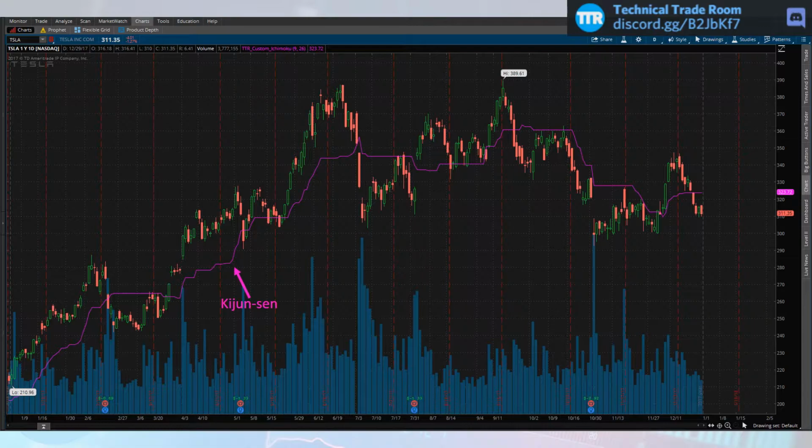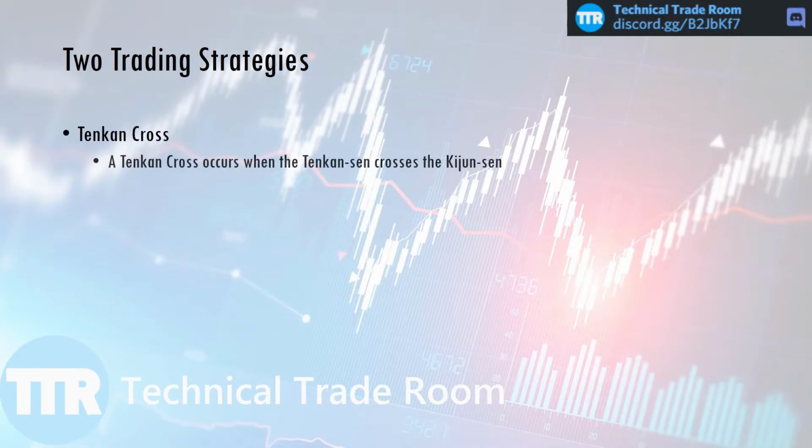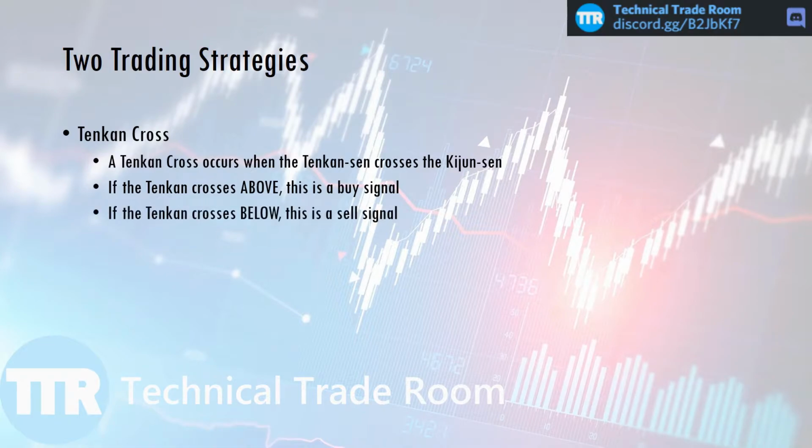Now that we've covered both of these important components of the Ichimoku, let's talk about 2 major trading strategies for the Ichimoku. The first of these 2 strategies is called the Tenkan Cross. A Tenkan Cross occurs when the Tenkan Sen crosses the Kijun Sen. If the Tenkan crosses above the Kijun Sen, this is a buy signal. However, if the Tenkan crosses below the Kijun Sen, this is a sell signal.